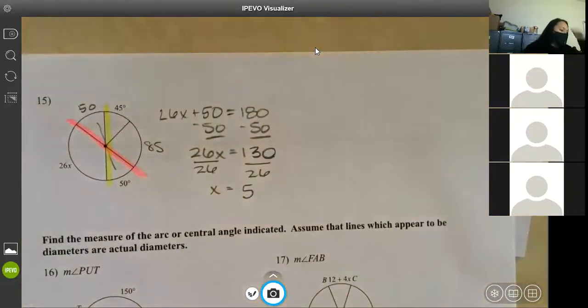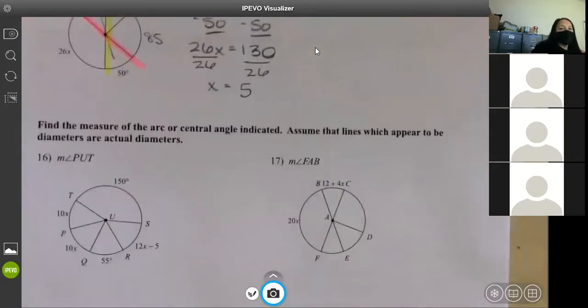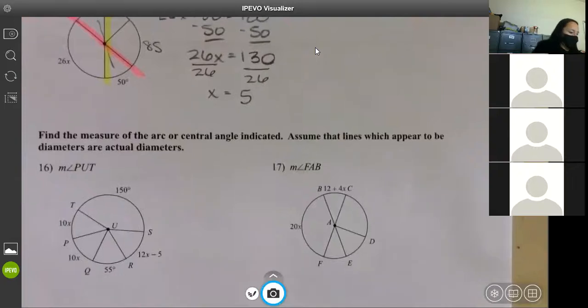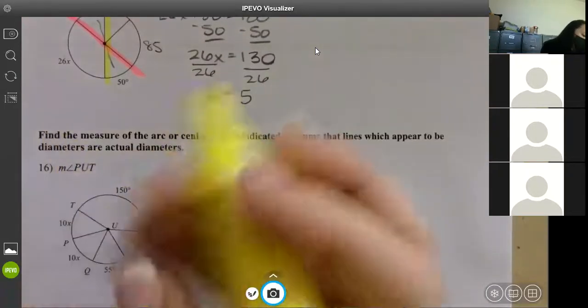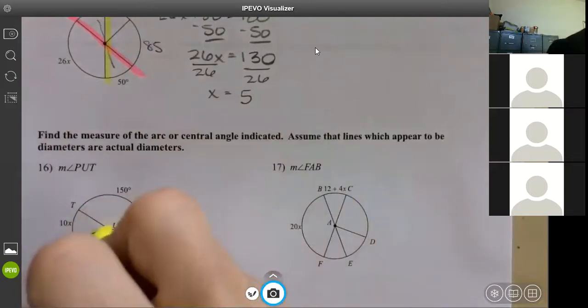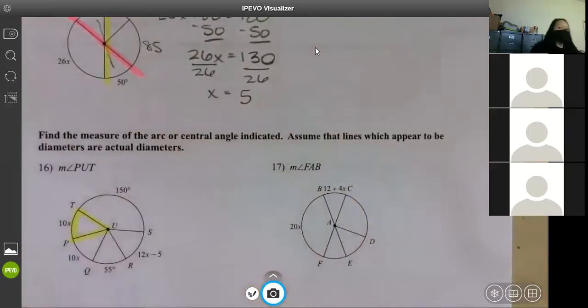All right. Find the measure of the arc or central angle indicated. Assume that lines which appear to be diameters are actual diameters. So I want you to find the measure of the arc or central angle. It says PUT, follow it around, PUT. So first I have to find x, then I have to plug in. It's the same thing that we were just doing; you just do one more step by plugging it in. All right, so how would I do this one? How do I find x?